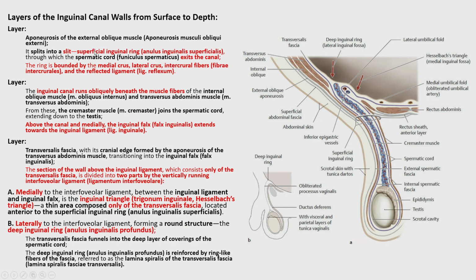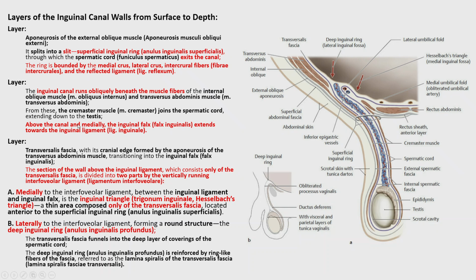First is the superficial inguinal ring that we said is in the anterior wall and is the place for the exit of the canal. This ring is bordered by the medial crus, lateral crus, intercrural fibers, and the ligamentum reflexum, that in the chapter of the ligament you should have. Then the next layer is the inguinal canal, which is going below the muscular fibers.